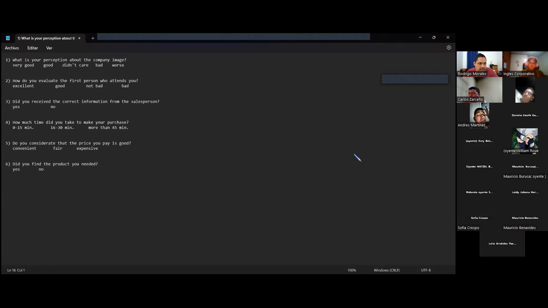The first one is, what is your perception about the company image? And the options are very good, good, didn't care, bad, or worse. The second one is, how do you evaluate the first person who attends you? What it means, the first person that I encountered and attends me. Excellent, good, not bad, and bad. From here, Andres and Sofia will say the rest.